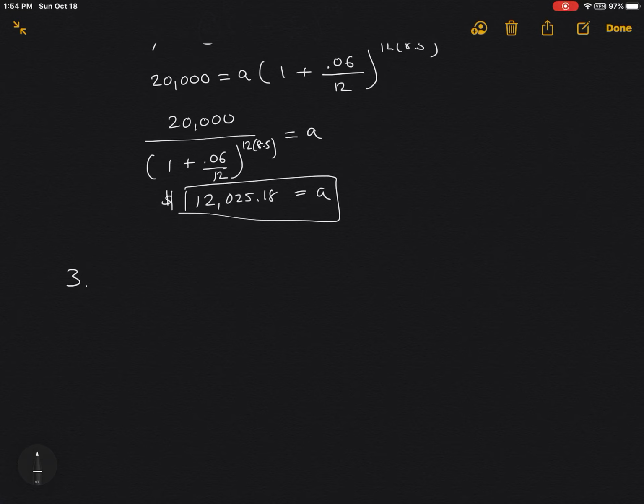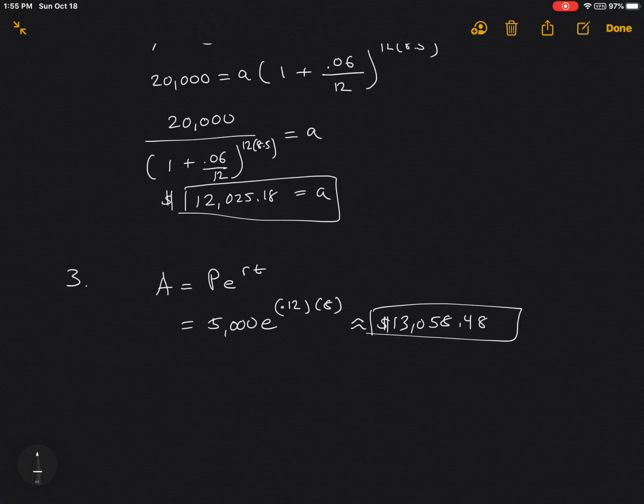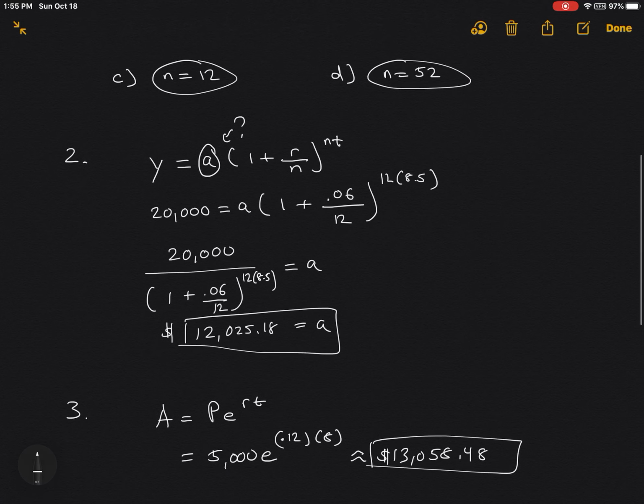Find the compound amount of $5,000 after 8 years, earning 12% annual interest, compounded continuously. The key word right there is continuously, and so you're going to use A equals PE to the RT. And this one is just a straight plug-in. $5,000 is the initial amount. The rate is 12%, so 0.12. And the time in this case is 8. You can evaluate the approximate amount. You're going to get $13,058.48.